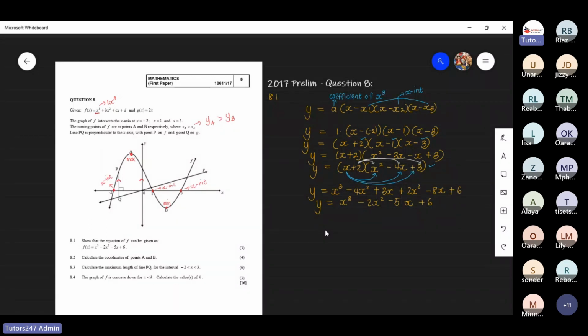Once you've substituted those four values, all you then need to do is simplify the right-hand side until you end up with your function. So as you can see, we have x cubed minus 2x squared minus 5x plus 6, which is what the question has. So we know our answer is correct.